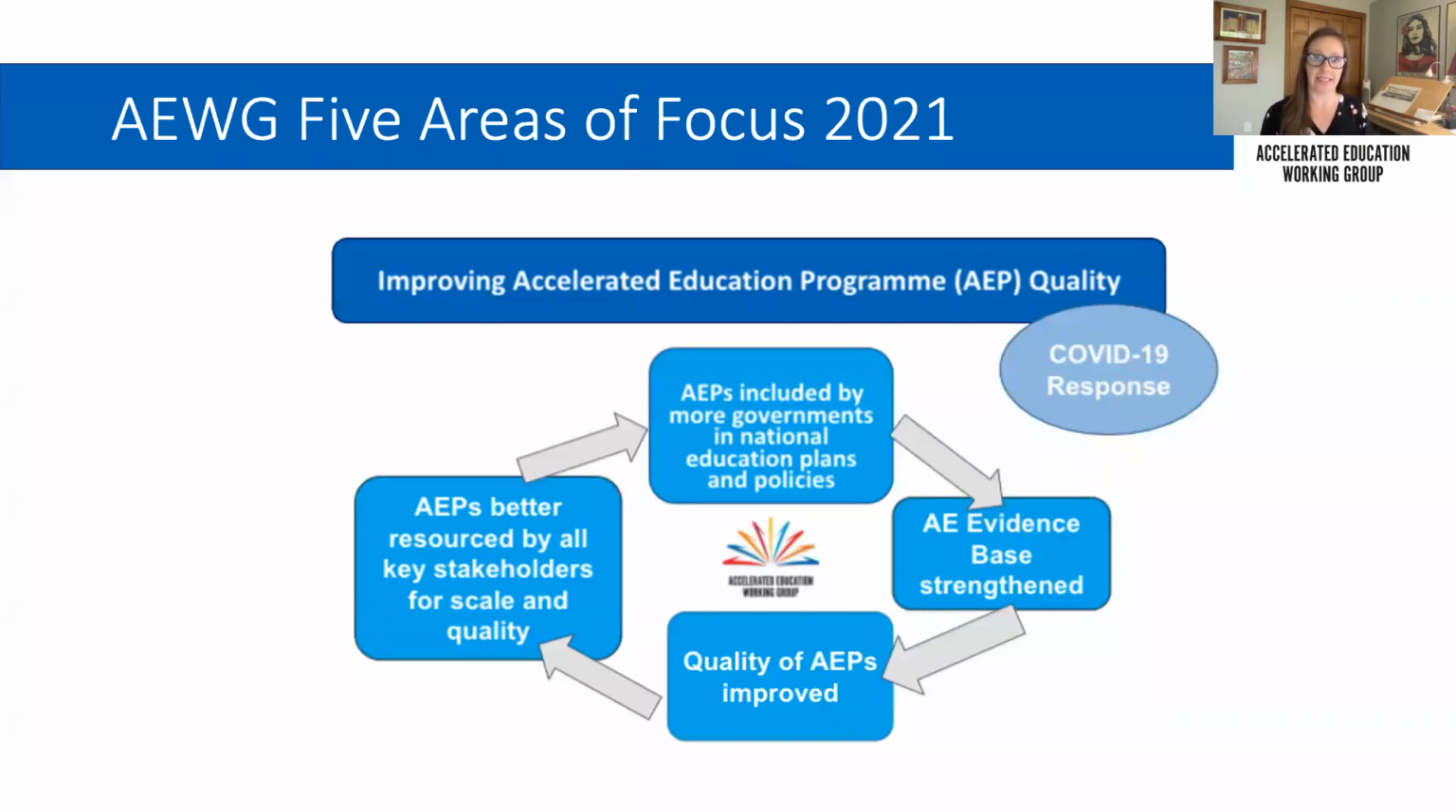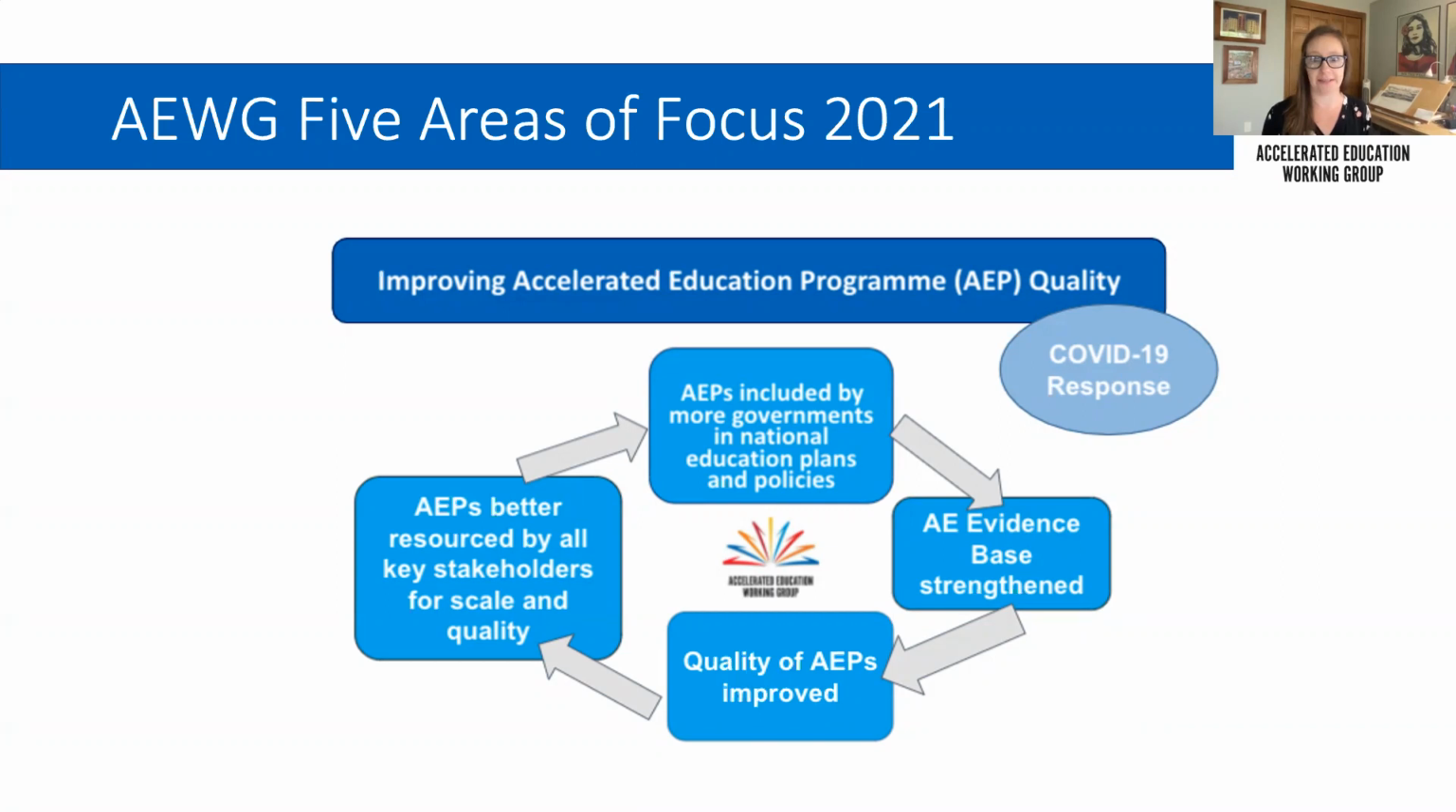And then in addition to these 4 core objective areas or outcome areas, we are also responding to the COVID-19 pandemic, and we have developed several technical notes to support ministries of education and other key stakeholders to deploy flexible education options, such as catch-up programs and AEPs, as an effective response to meet the needs of learners who have missed out on education due to COVID-19 and who might not be able to return to education after schools start to reopen.